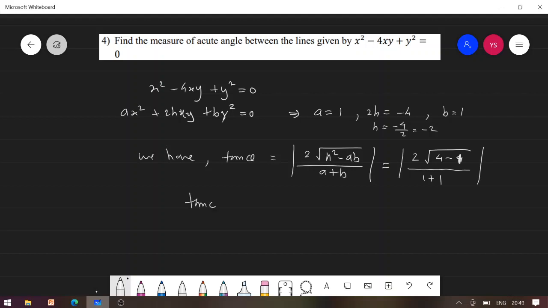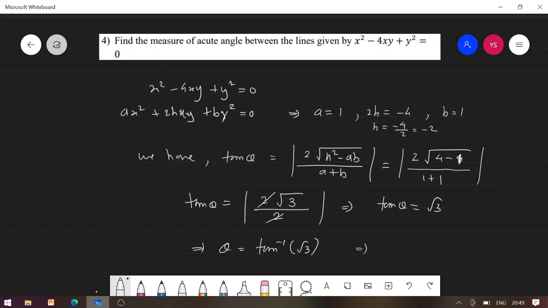So tan theta is equal to modulus of 2 times root of 4 minus 1, which becomes root 3, divided by 2. 2 ones are 2, 2 ones are 2. So that implies tan theta becomes root 3. So that implies theta is equal to tan inverse of root 3. So tangent of which angle gives us the value root 3, that's the value of your theta. So it should be pi by 3, or you might have 60 degrees. So the value of the acute angle between the pair of straight lines given by x square minus 4xy plus y square equals to 0 is 60 degrees.